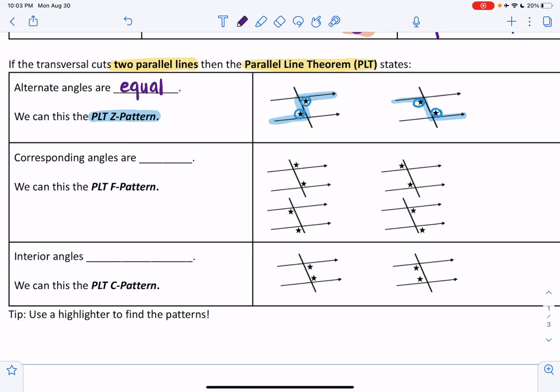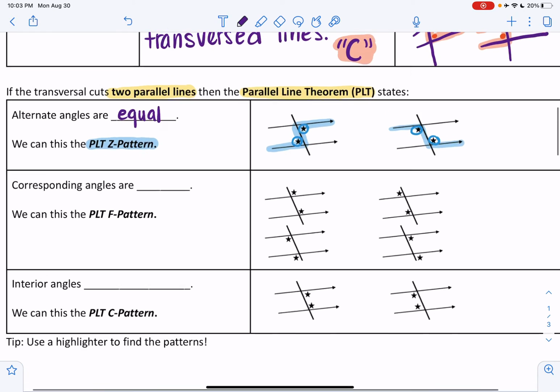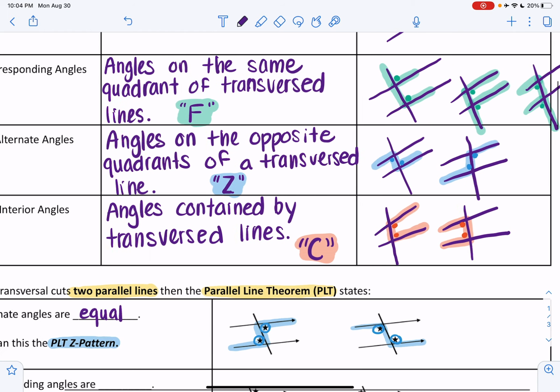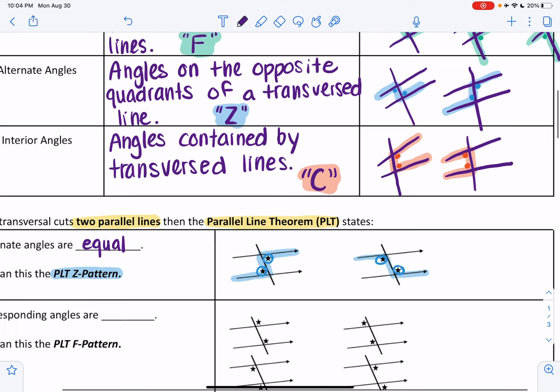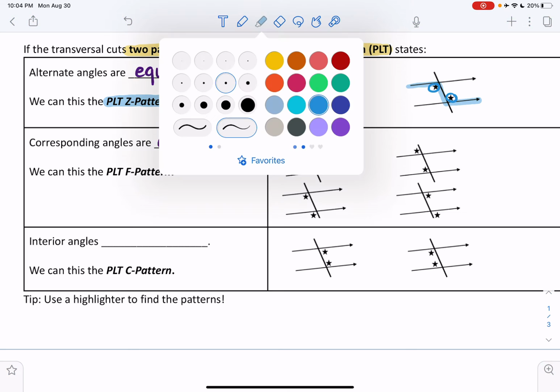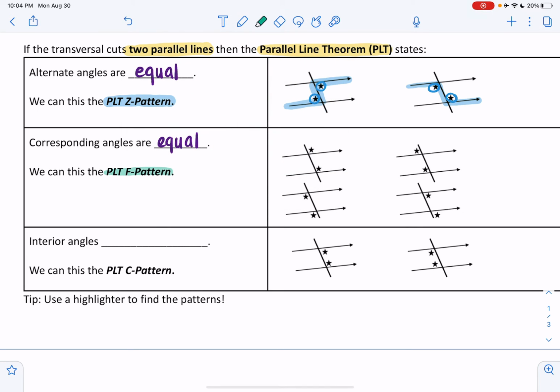Our second one is for corresponding angles. So if I look up here, corresponding angles are my F pattern. So when I have two parallel lines, my corresponding angles are going to be equal. So in this case, they're equal as well. Now we call this the parallel line theorem F pattern because our corresponding angles form an F shape.